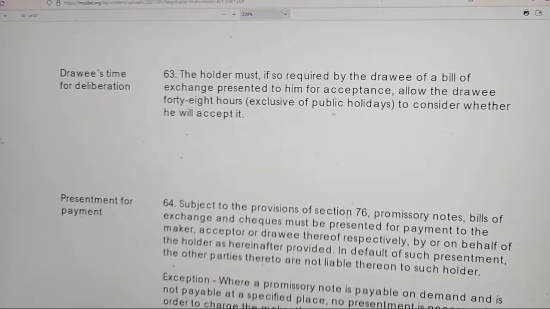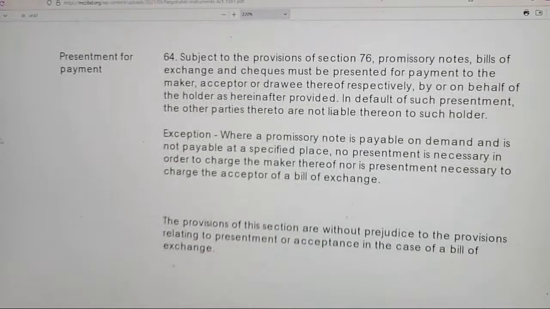In default of such presentment, no party thereto is liable thereon to the person making such default. Drawee's time for deliberation. 63. The holder must, if so required by the drawee of a bill of exchange presented to him for acceptance, allow the drawee 48 hours, exclusive of public holidays, to consider whether he will accept it.